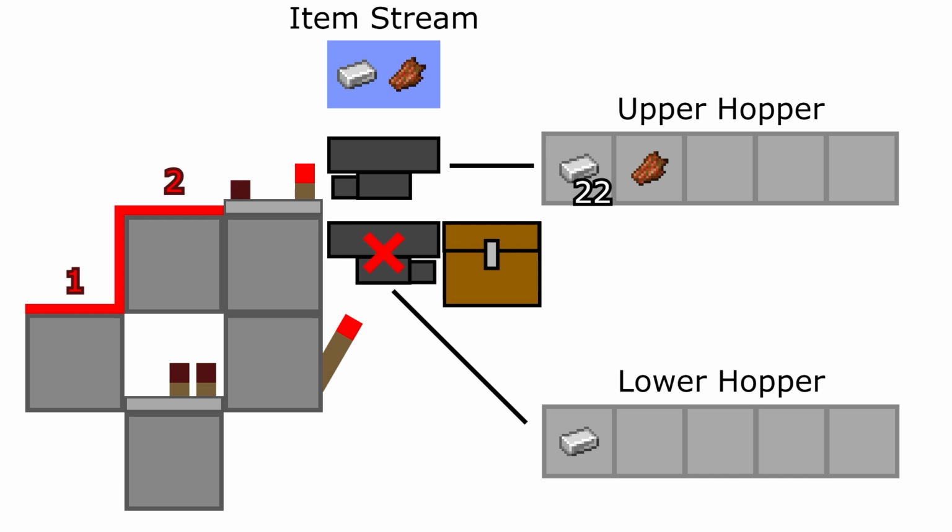But now there are 23 items in the upper hopper, and the comparator doesn't know the difference between iron ingots and rotten flesh. They're each just 1/64th of a stack per item as far as it's concerned. So since there are 23 of them, it increases its signal strength to 2.